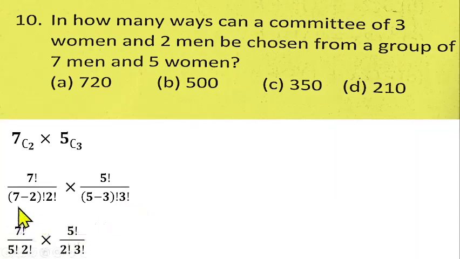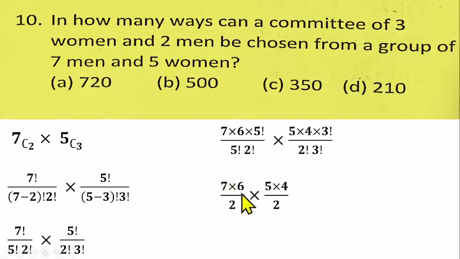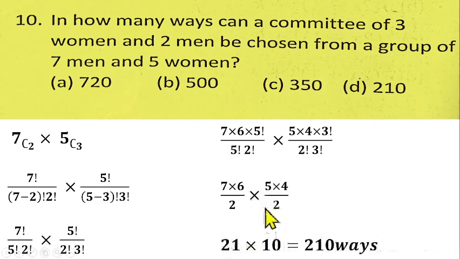If you simplify that further, 7 minus 2 is 5 factorial, and 5 minus 3 will give us 2 factorial. 7 factorial can be written as 7 times 6 times 5 factorial, so that 5 factorial takes care of 5 factorial here. Also 5 factorial can be written as 5 times 4 times 3 factorial, so they can cancel out. So you have 7 times 6 divided by 2, and 3 factorial takes care of 3 factorial here. So 5 times 4 gives us 20 over 2 factorial, which is 2. So that will give us 21 times 10, which gives 210 ways, which is option D.